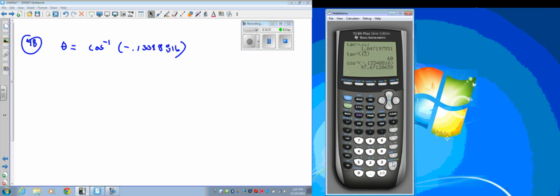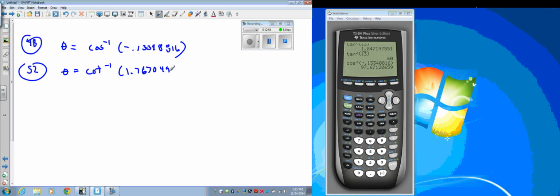Now 52 is going to involve a little bit more. Here it says theta equals cotangent inverse of 1.7670492. Now, the first thing you want to do when you do cotangent is make sure this isn't a negative. If it's a negative, then whatever you get as an answer, you've got to add 180 to it, or pi. This one is positive, so you don't have to do it. The result you get is going to be the answer. So that's the first thing.